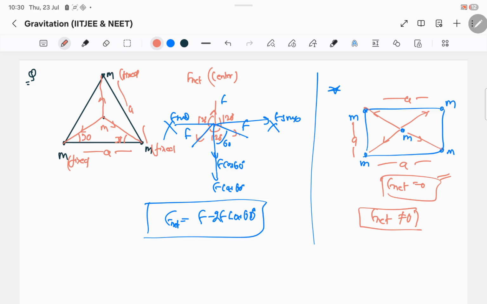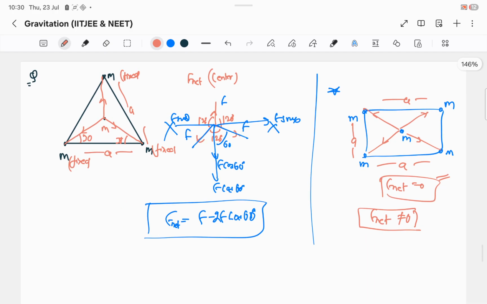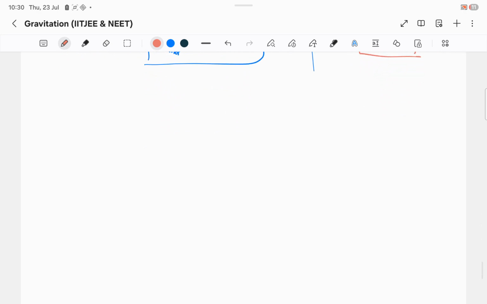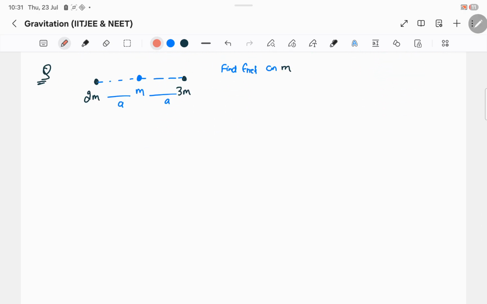So these were the same type of questions, and you can say these are easy questions based upon the formula and how vector addition works. But there can be a different type of question that I will discuss now. So now there is another type of question where two masses 2m and 3m are given, and in between a third mass m is kept. You have to find the net force on m. So how can you do it?